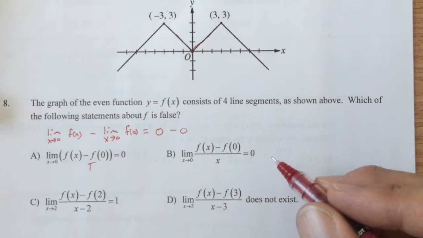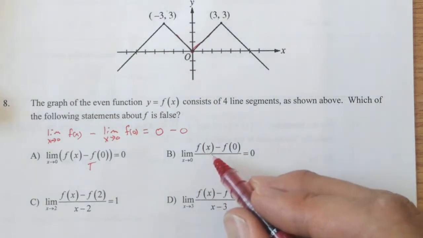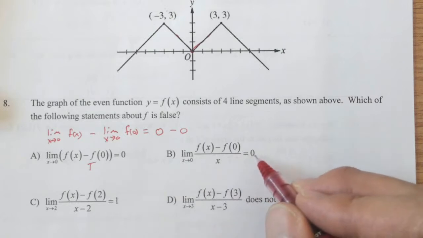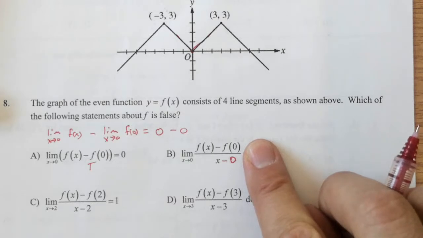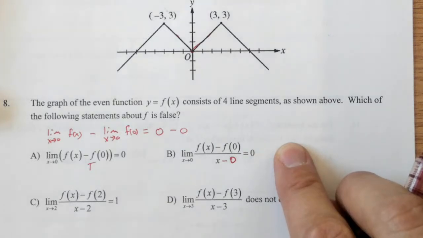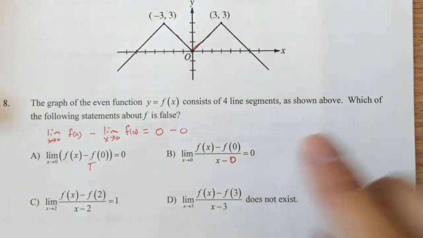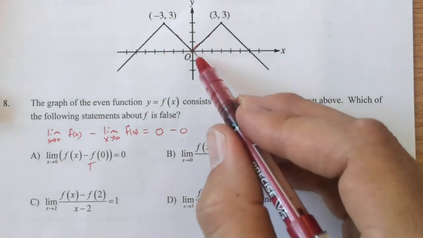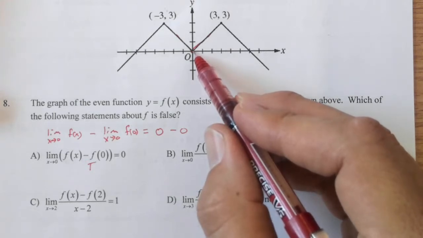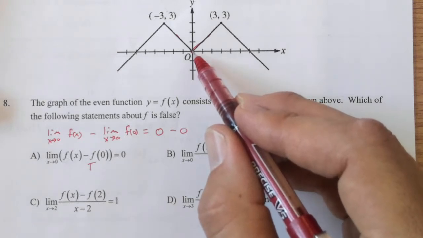Option B, we have the limit as x approaches 0 of [f of x minus f of 0] over x is equal to 0. If I put a minus 0 right here, this is our alternate form of the derivative. So this is saying the derivative of the function at 0 is 0. So we're interested in f prime of 0. Well, f prime of 0 would be the slope of the tangent to the curve at this point right here. But as we know from our differentiability issues, the derivative does not exist at a sharp point.